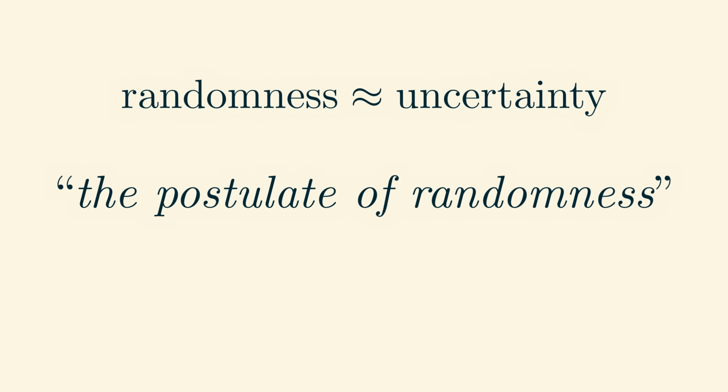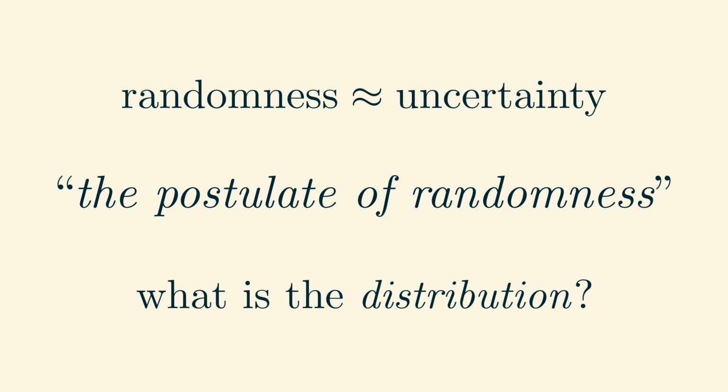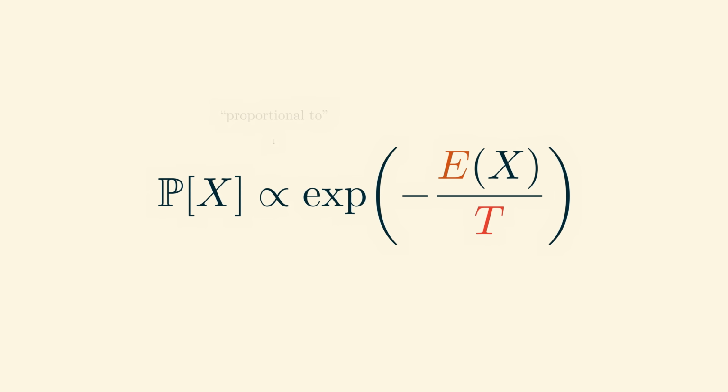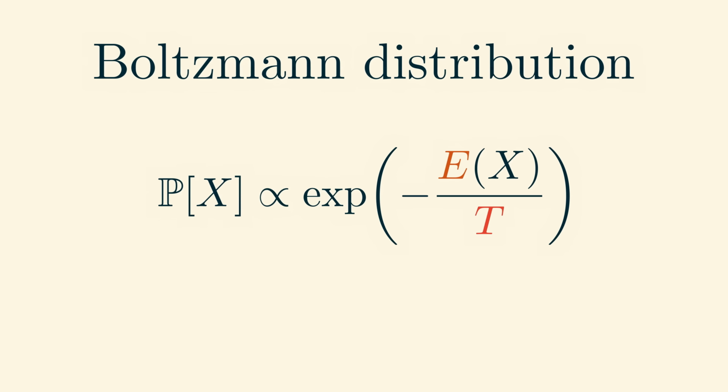But just saying that the microstate of a system is random doesn't tell the full picture. We need to know the distribution of the microstates. In other words, we need to know the probability that we see any particular microstate. It turns out that the probability of a microstate X is proportional to the exponential of the negation of the energy of the microstate over the temperature of the system. This is called the Boltzmann distribution, and understanding this is our first main task for this video.